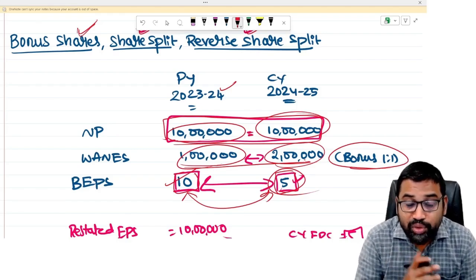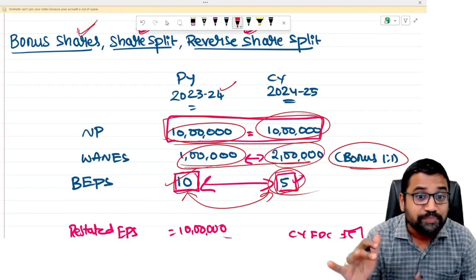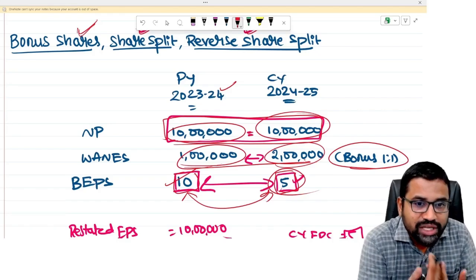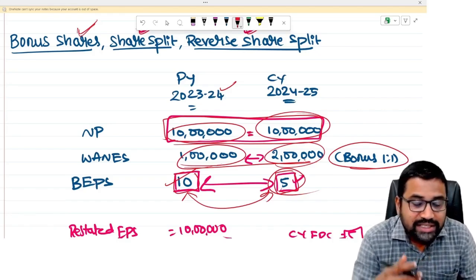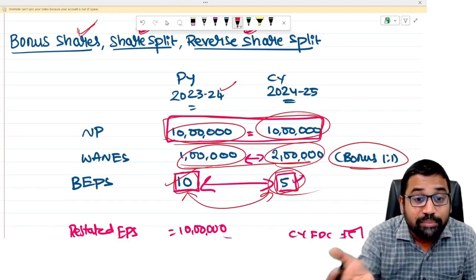See, because of a bonus issue, there is only an increase in the number of shares. There is no corresponding effect on the profit. How? Because of a bonus issue, no amount is collected. When the amount is not collected, how can you invest this fund in the business? How can it affect the profits?